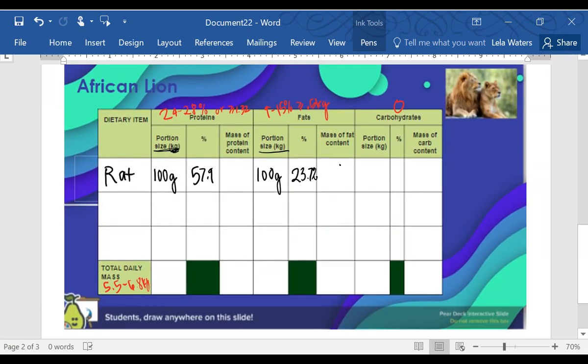Okay, and then the mass of the fat content, we're going to calculate. There's no carbohydrates, so I'm just going to put 0%, 0 carbs. All right, so like I said, we first need to convert this mass that is in grams to kilograms so that it fits in our table.